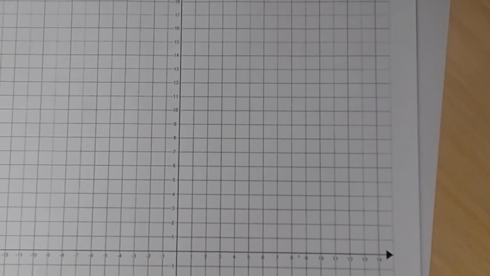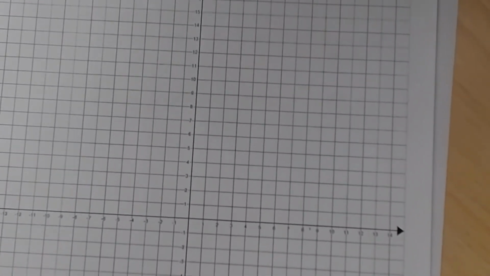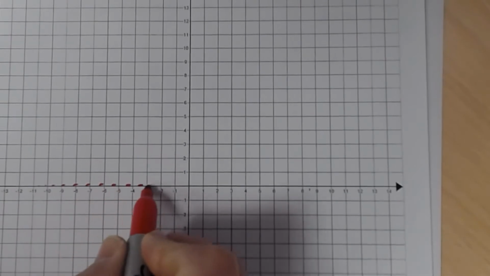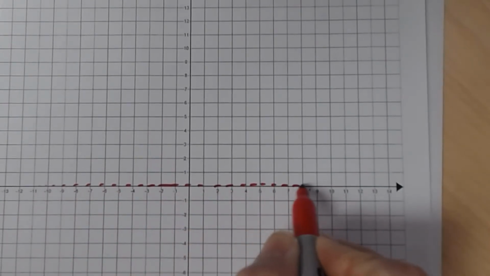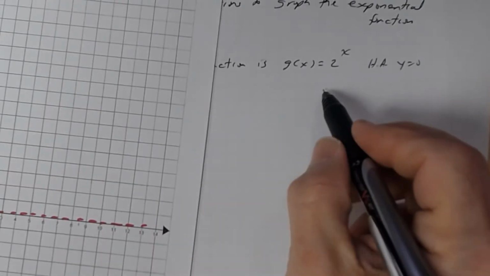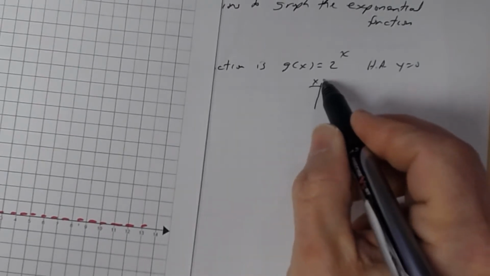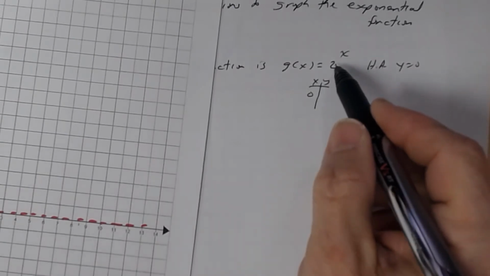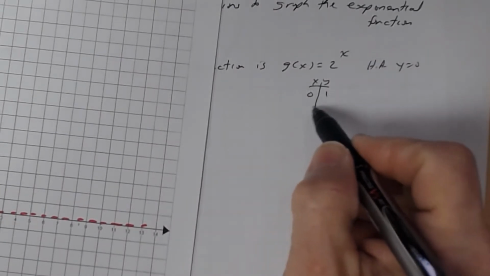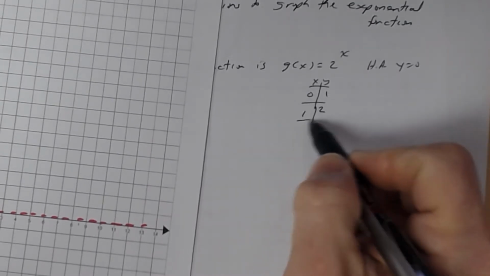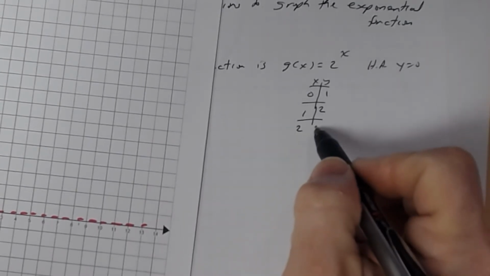So you just draw your horizontal asymptote being the x-axis, just like this, and then remember you're looking at y equals 2 to the x. Then in your mind you're just going to think about a few points. If x is 0, and I always use 0, I get 2 to the 0, which is 1. If x is 1, I get 2 to the first, which is 2. If x is 2, I get 2 squared, which is 4.